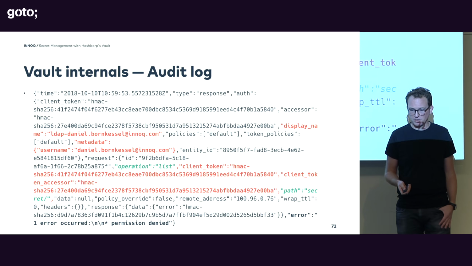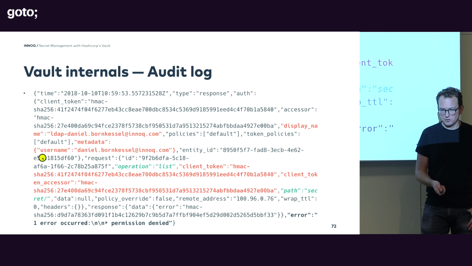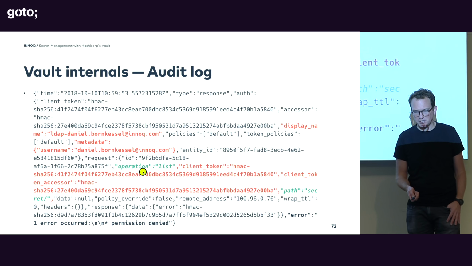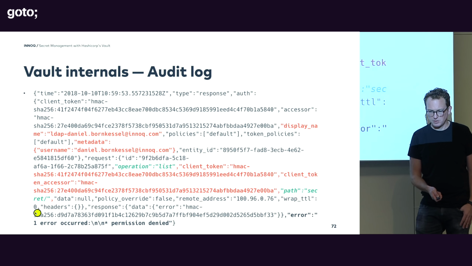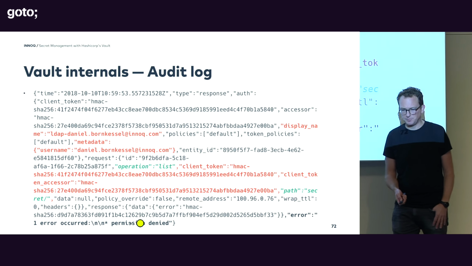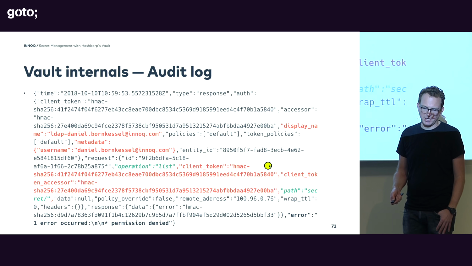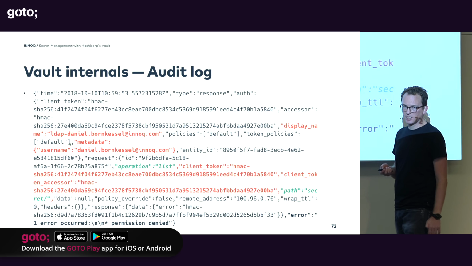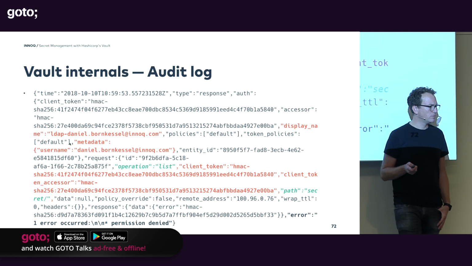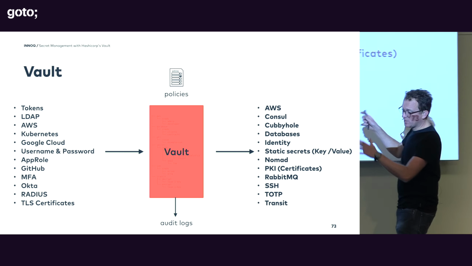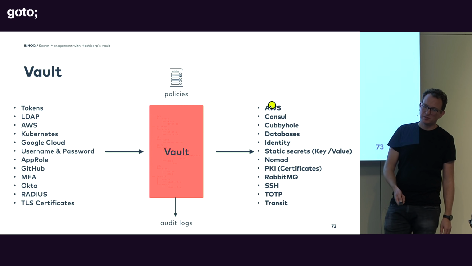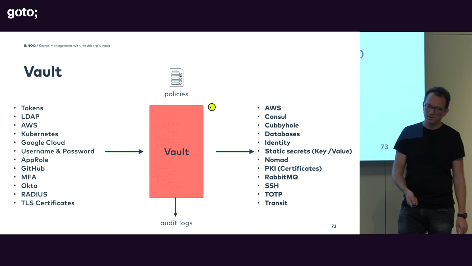So this is an example log. We can see the username, that's me. I authenticated via LDAP. The operation was that I tried to list all the secrets, and the permission was denied. And the hashed value of my client token for Vault that I used was this. So I have a pretty nice audit log for everything. Before I come to internals, a small recap: you authenticate somehow, you get policies attached, and then you can read static or dynamic secrets, and everything is logged. And Vault is this thing in the middle here.